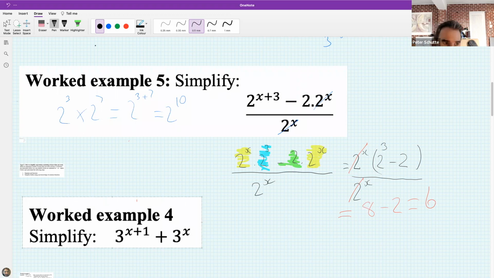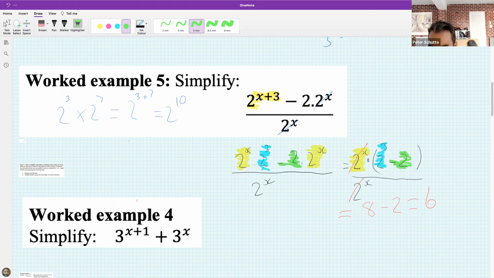And so I take this term over here, 2 to the x plus 3, and I write it in a split form where I write it 2 to the power of x times 2 to the power of 3. And when I write it like that, I notice that the 2 to the x is common to both terms. That's the one in yellow. So I take out the one in yellow and I ask myself, what do I write in the rest of the bracket that it is factorized? And what's left behind is the 2 to the 3 here. And over here is the minus 2.